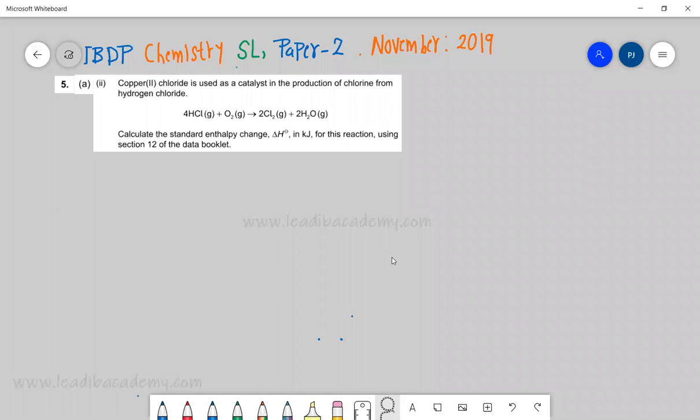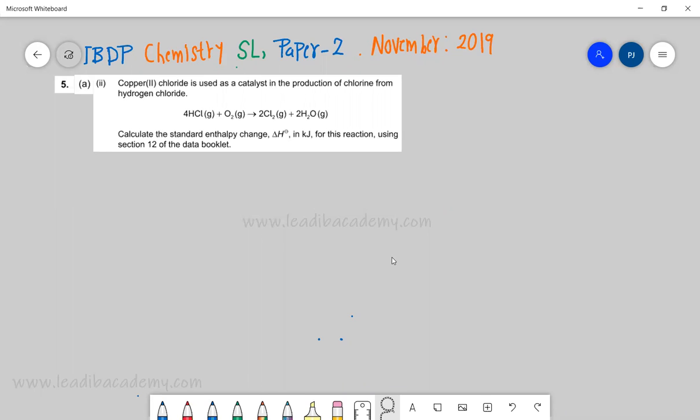Question number 5A2. Interesting question. So it is being asked, copper 2 chloride is used as a catalyst in the production of chlorine from the hydrogen chloride. And they have given the reaction. Calculate the standard enthalpy change, delta H naught in kilojoules for the reaction using section 12 of the data booklet.